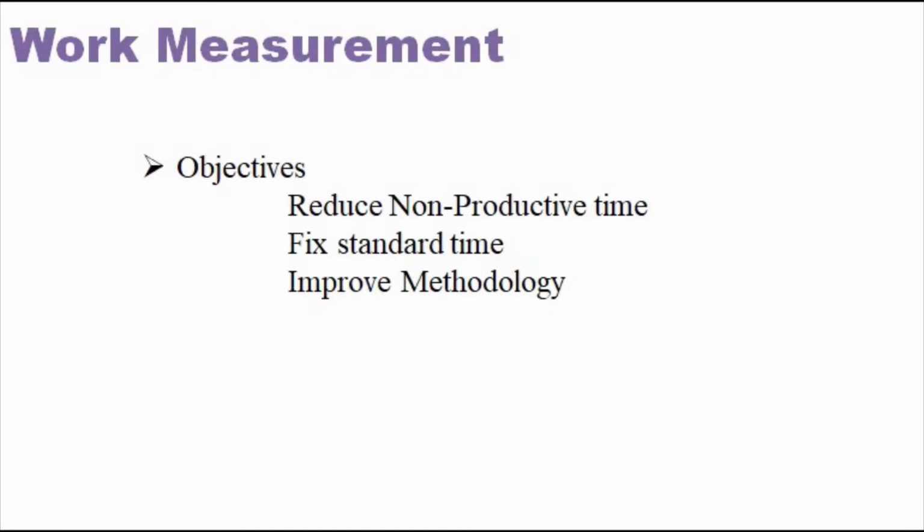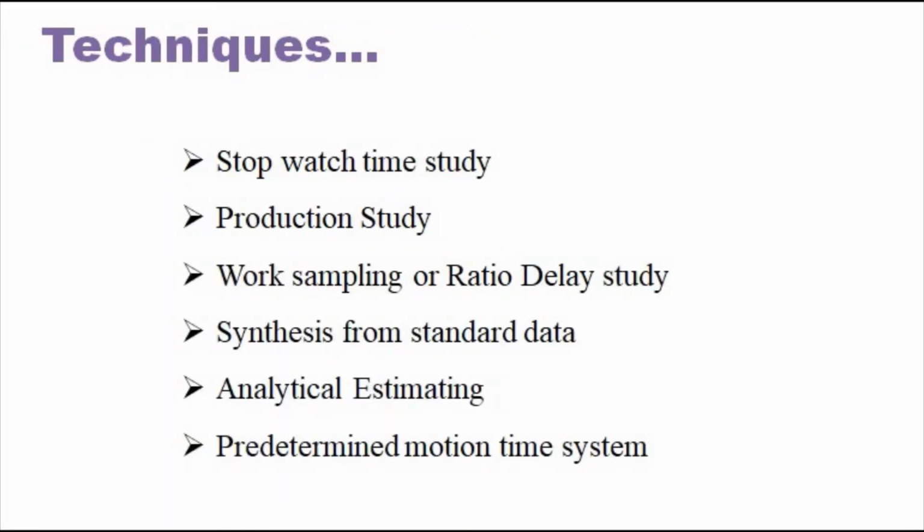To do this, there are certain techniques or methods, and these are the basic ways which are used for work measurement. The first is stopwatch time study, then production study, work sampling or ratio delay study, synthesis from standard data, analytical estimating, and predetermined motion time system, sometimes called PMTS. Now let's understand each and every technique in detail.